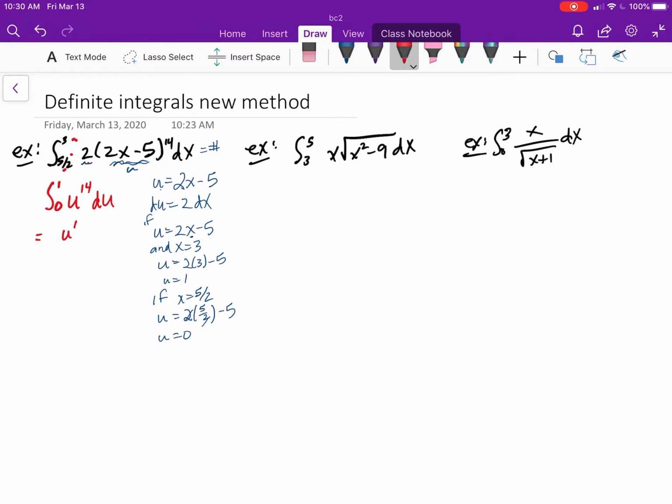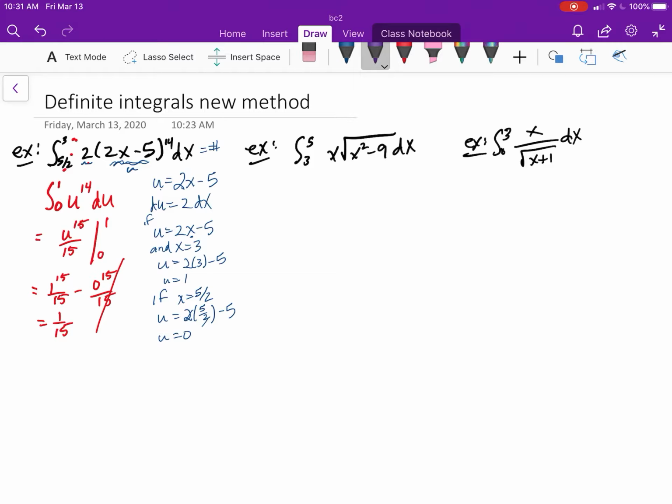So the integral of u to the 14th is u to the 15th over 15, or 1/15th, right? From 0 to 1. So that's 1 to the 15th power over 15 minus 0 to the 15th power over 15, which I don't need to do, that's 0. And 1 to the 15th is 1. And that's it. Okay, it's a little confusing. Check this video out, check out some other videos on YouTube, but this method makes the calculations pretty simple.